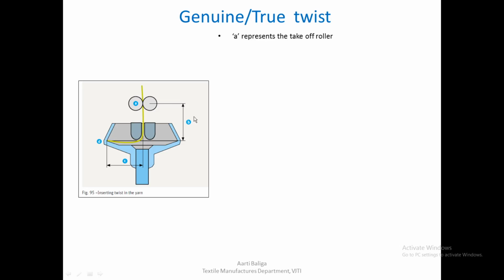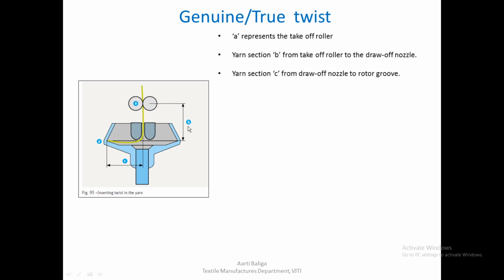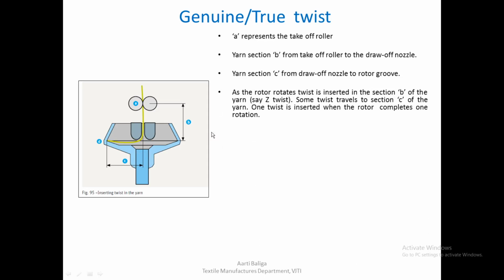So here we see a diagram which is showing A, which represents the takeoff roller. Then you see a section B of the yarn which extends from takeoff roller to the draw off nozzle. This is your draw off nozzle. We have seen this draw off nozzle in detail in the earlier lectures. So this particular section of the yarn is labeled as B. The yarn section from draw off nozzle to the rotor groove is marked as C over here, this length, and D would be the rotor groove.